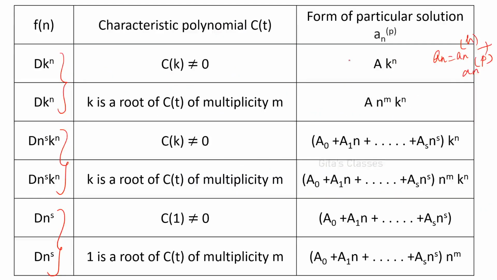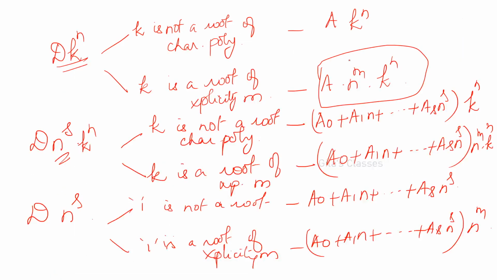Don't think that you have to remember this big table. It is very easy, and if you watch my class it will be easier, as I have explained it 2-3 times repeatedly, so you will be able to remember it then and there. You need not memorize those things by heart. Only these things you have to remember: check k power n. If it is a root, then n power m should be multiplied. That's all. Similarly for n power s into k power n, remember this is the solution you have to assume. K power n is k power n only: if you have k power n on the left hand side, you have to assume k power n.